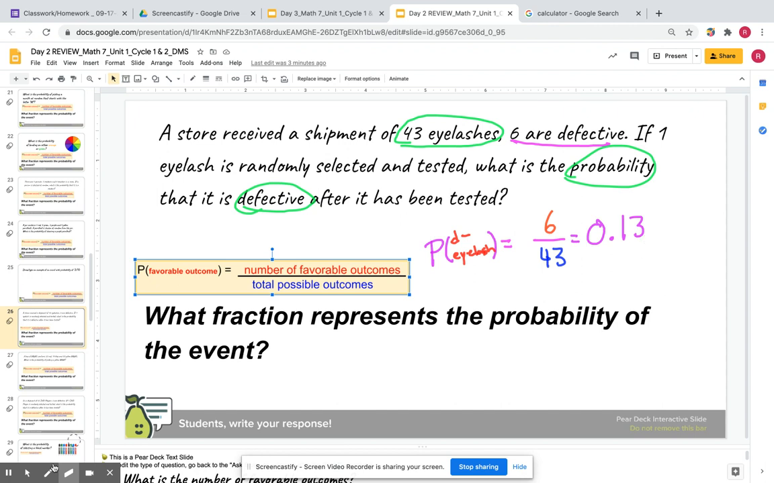So that's your decimal. And like I said, if you recall from 5th and 6th grade, to convert this to a percentage, you want to move it over twice. So with that, that tells us that we have a 13% probability or chance of getting a defective eyelash. It's kind of low, but still, it's a possibility that you could still get it, right? Because we already know life is not perfect and sometimes luck is not on our side.